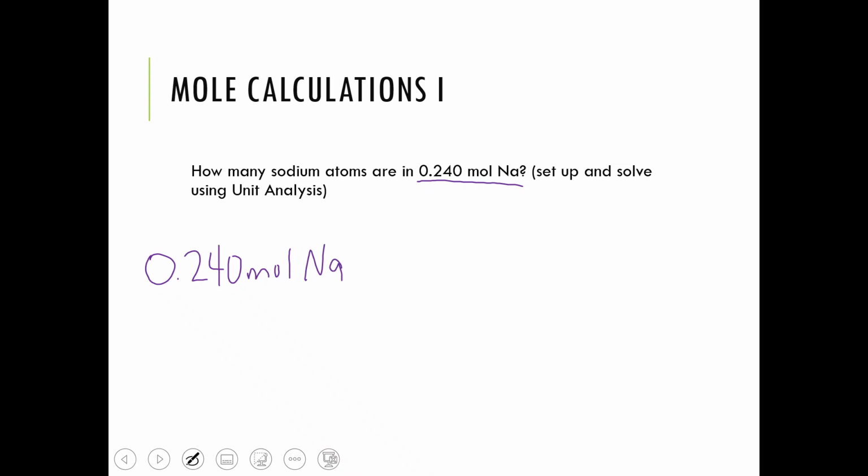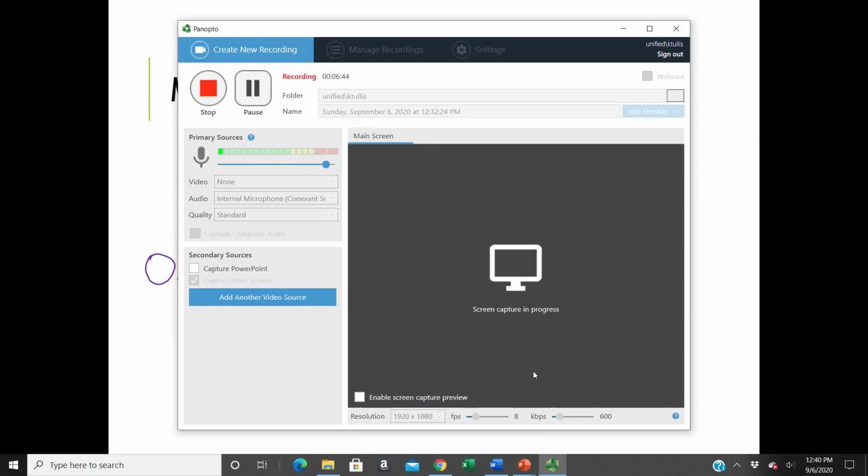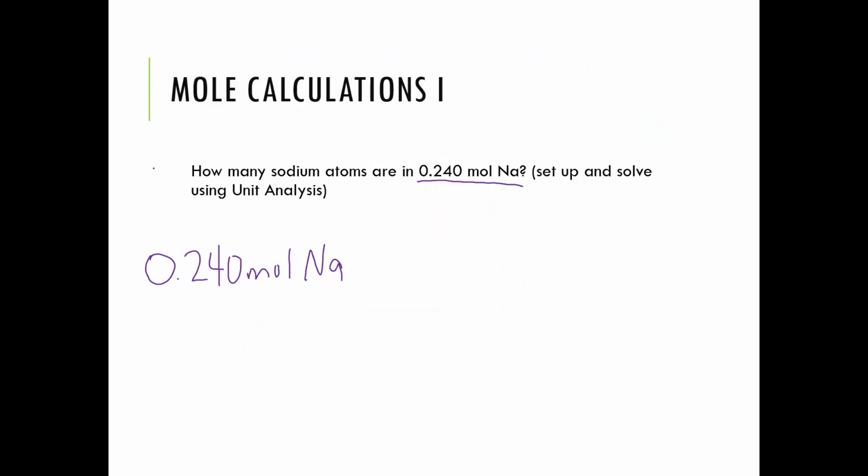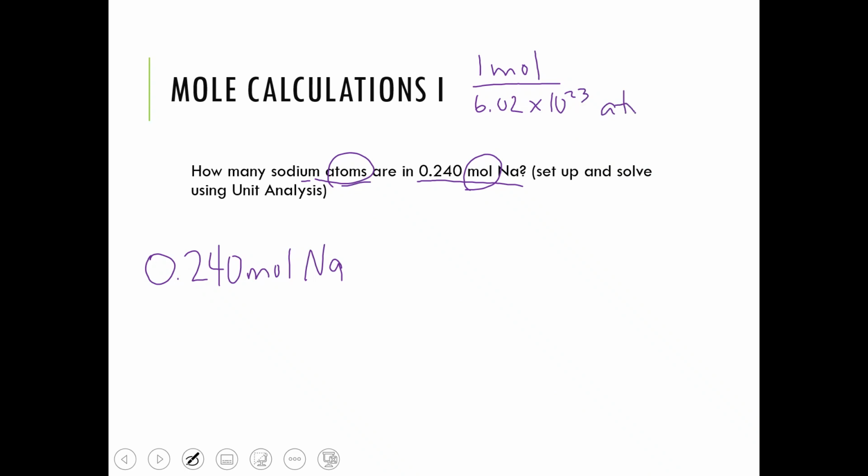It is important to write this whole piece down. And then, okay, it's asking us to find atoms, and we have moles. So we need to go, okay, well, my conversion factor, we know that for every 1 mole of anything is 6.02 times 10 to the 23rd. It's asking for atoms. 1 mole of atoms.